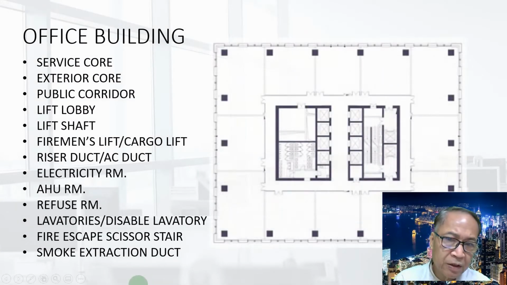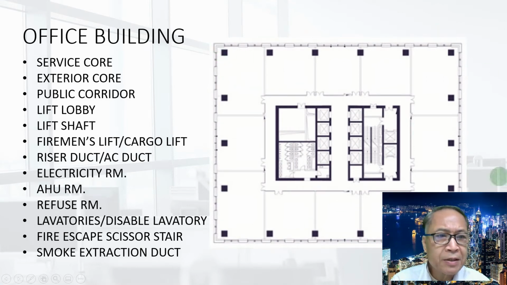Office building, you can see. Nowadays, office building is mostly a curtain wall building like this. This is a core wall. This is an outside core. You see the outside core. This is the inside core. Surface core, we call it.